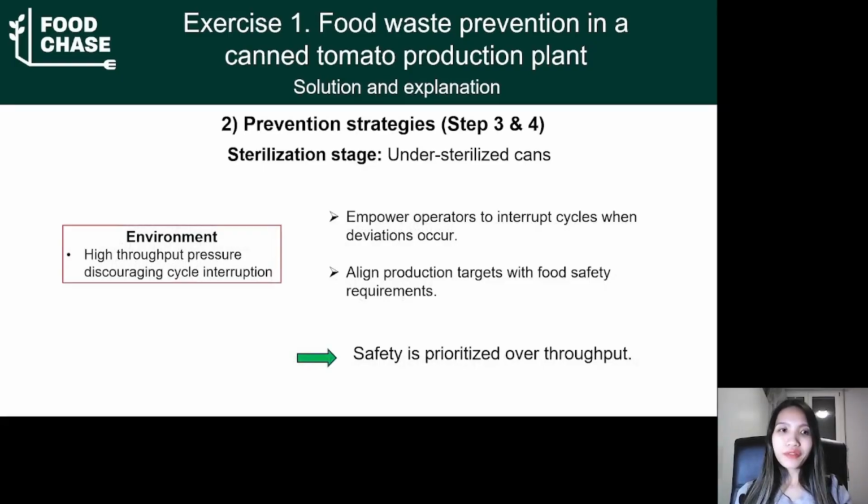For the environment factor, like high throughput pressure discouraging cycle interruption, we should empower operators to interrupt the cycle when deviation occurs. This is also a practice of Lean Six Sigma. Align production targets with food safety requirements. So safety is prioritized over throughput or production speed.